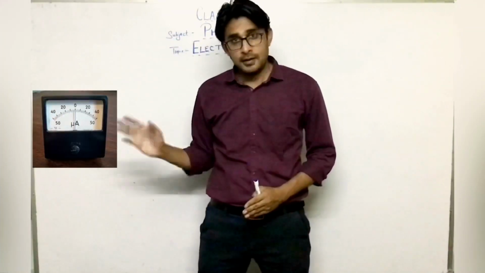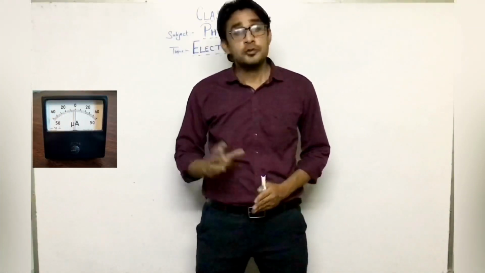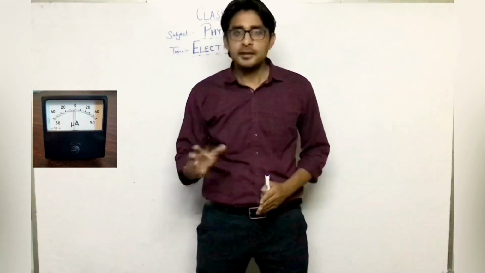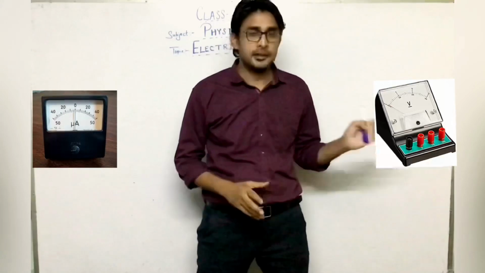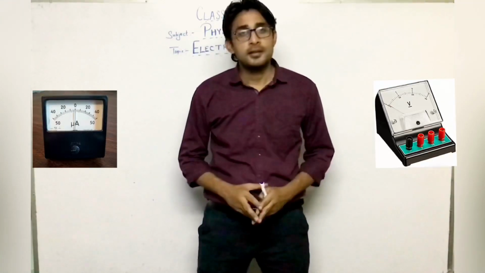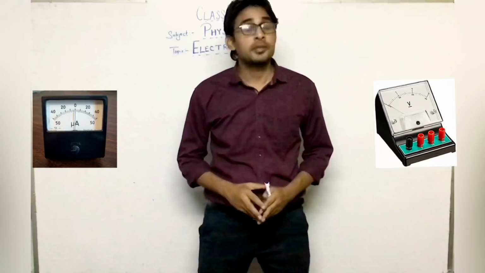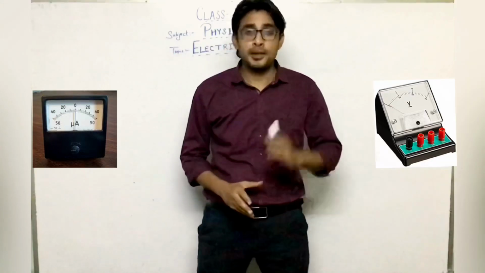Ammeter is a device used to measure current flowing through the circuit, and voltmeter is a device used to measure electric potential difference between 2 points in the circuit.